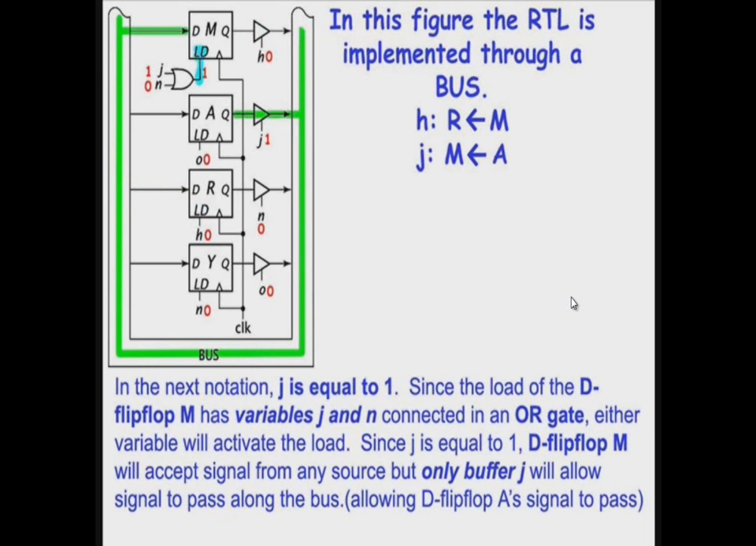The next notation, j is equal to 1. Since the load of the D flip-flop M has variables j and n connected in an OR gate, either variable will activate the load. D flip-flop M will accept signal from any source, but only buffer j will allow signal to pass along the bus.